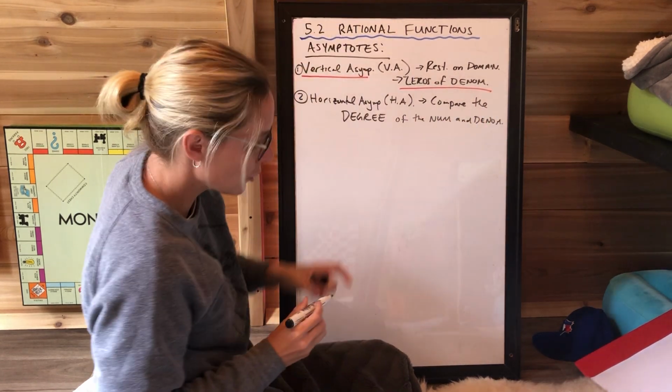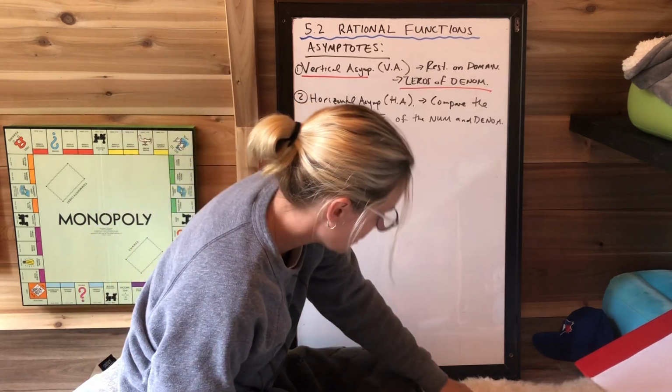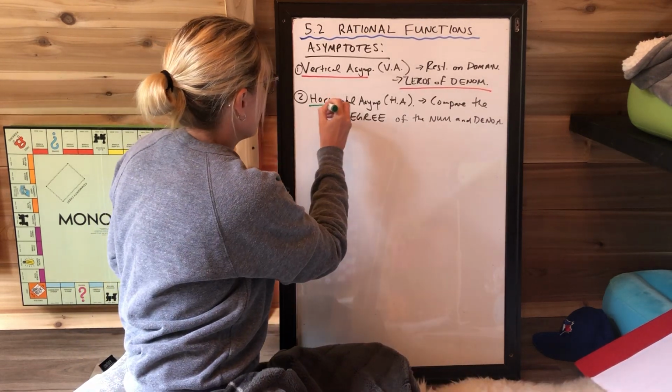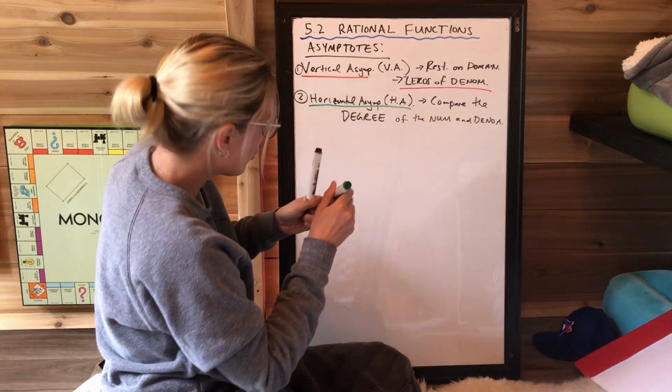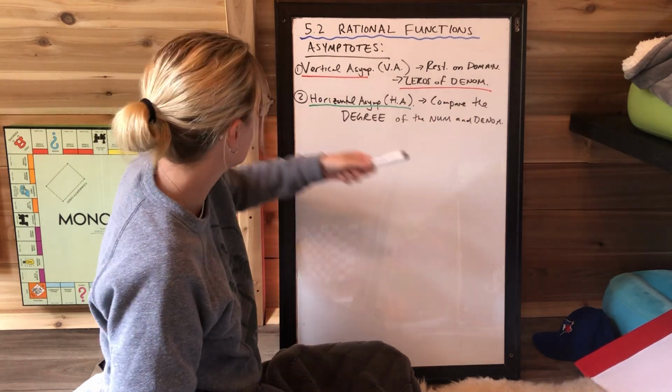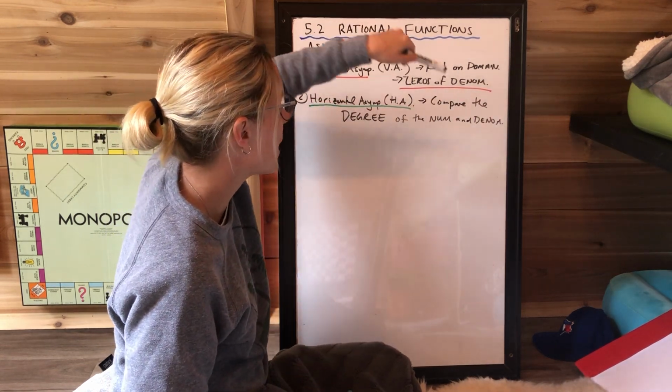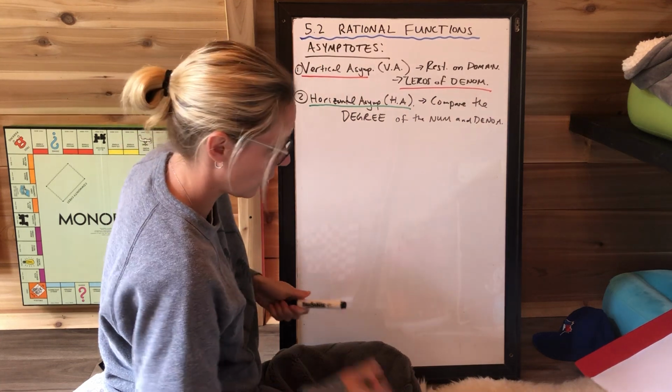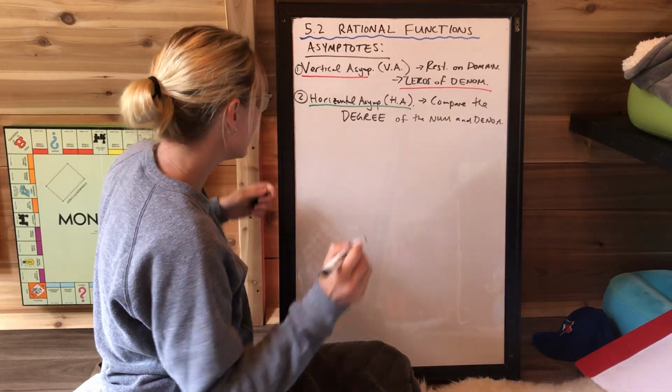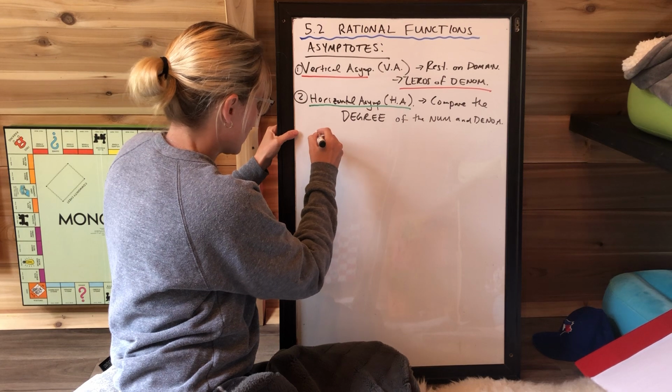Okay, that is how you're going to find a vertical asymptote. I'm going to do this one in green. I mean a horizontal asymptote, sorry. Vertical asymptote, zeros of the denominator. Horizontal asymptote, compare the degree of the numerator and the denominator. Now there's 3 different scenarios you can encounter.